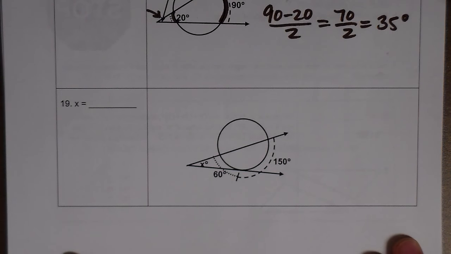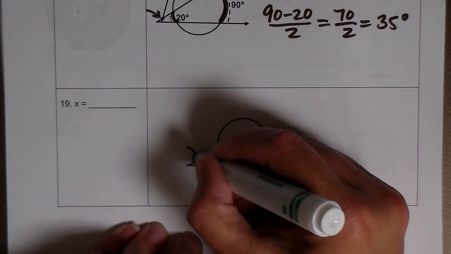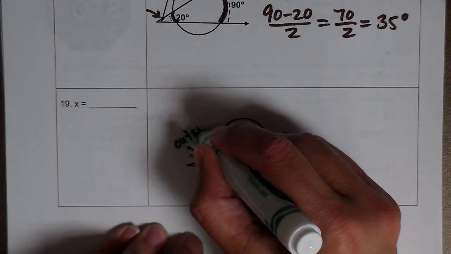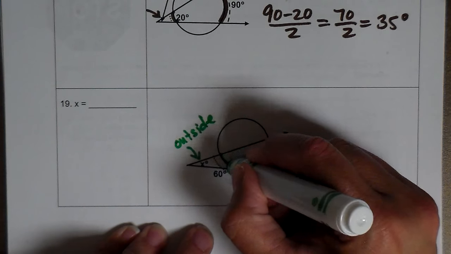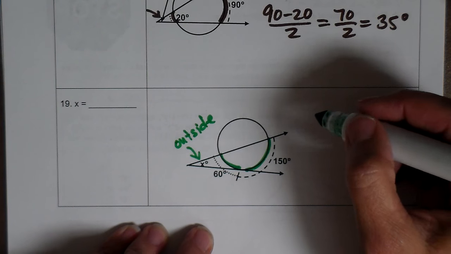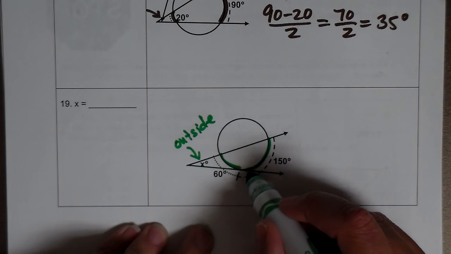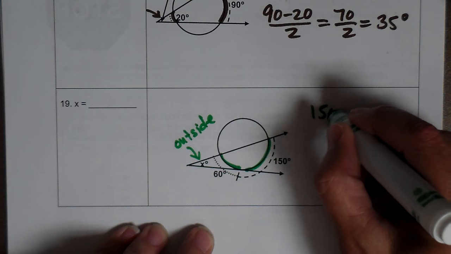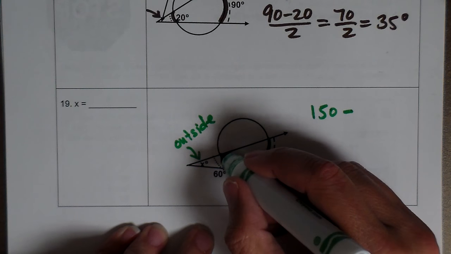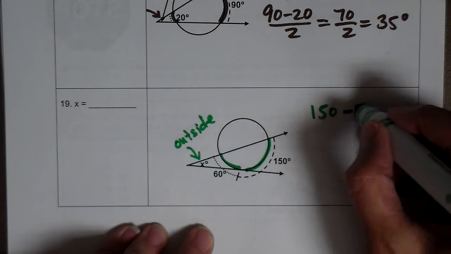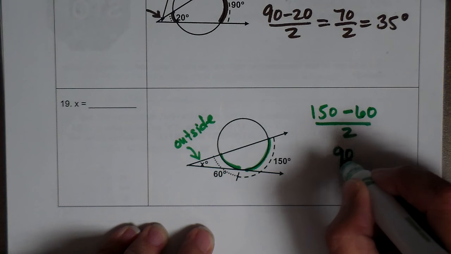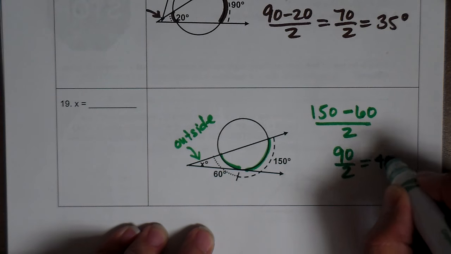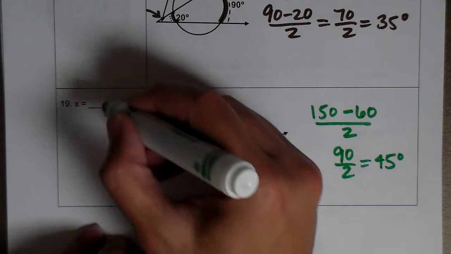And the last one here is another example. This is where it's outside. So it's going to be the difference of the two arcs, that arc and that arc, divided by 2. Now, this arc is 150, and this arc here is 60, divided by 2. So I've got 90 divided by 2, so x is 45 degrees.